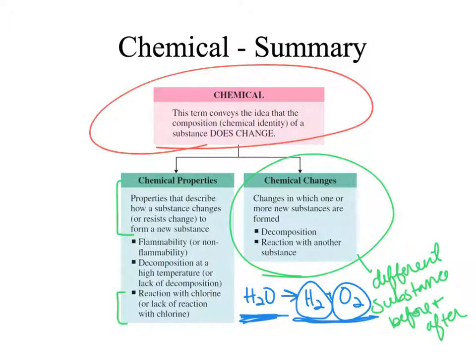So you want to be able to define these key terms associated with chemistry. What is the study of chemistry? What is matter? What are the types of phases of matter that we have? And what are the types of properties and changes that matter undergoes?